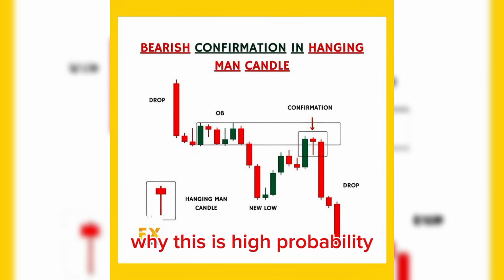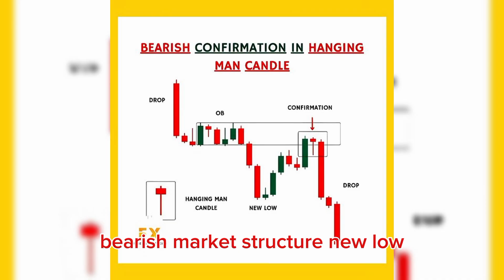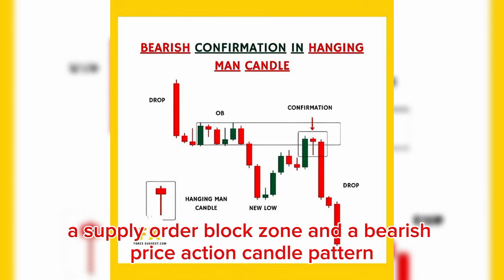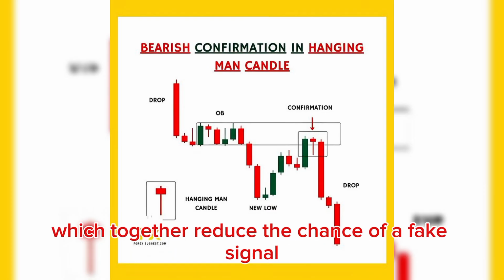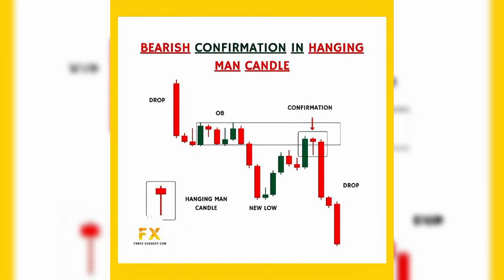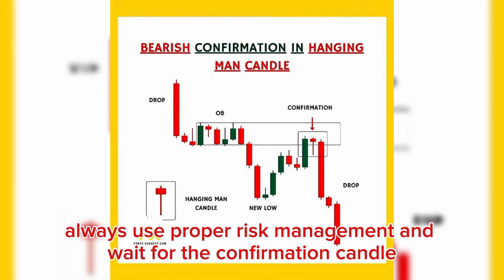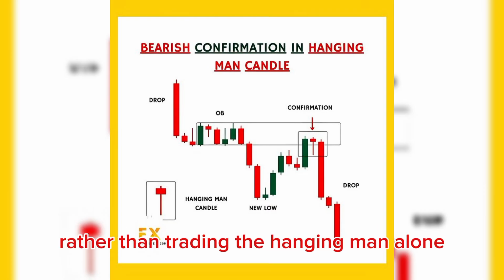Why is this high probability? It combines three confluences: bearish market structure with a new low, a supply order block zone, and a bearish price action candle pattern, which together reduce the chance of a fake signal. Still, always use proper risk management and wait for the confirmation candle rather than trading the hanging man alone.